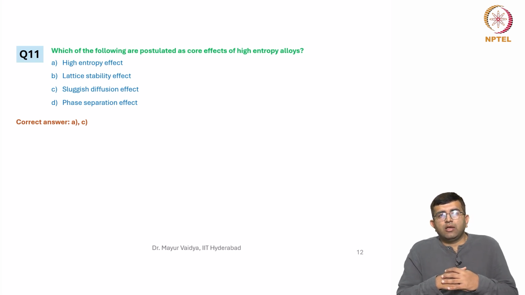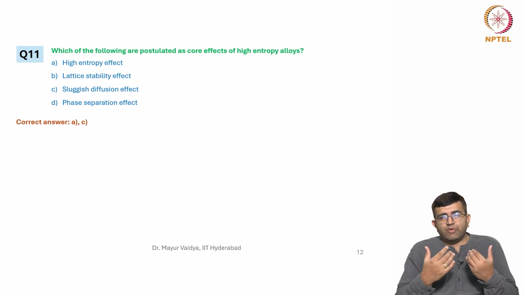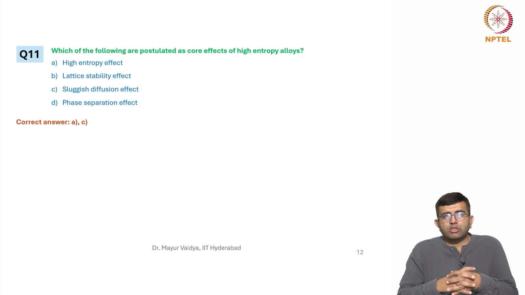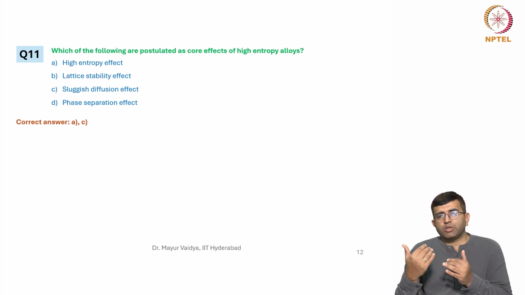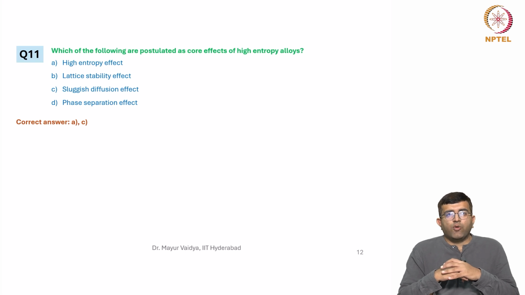And secondly, the lattice distortion effect is one other core effect, where because there are more number of elements present which have varying sizes, that will distort the lattice. Sluggish diffusion effect, which is basically to say, because you have so many different types of element, the diffusing atom will encounter different barriers, different local chemical environment, hence the diffusion may be sluggish. The fourth is the phase separation, so that is the fourth option here, but that is not correct.